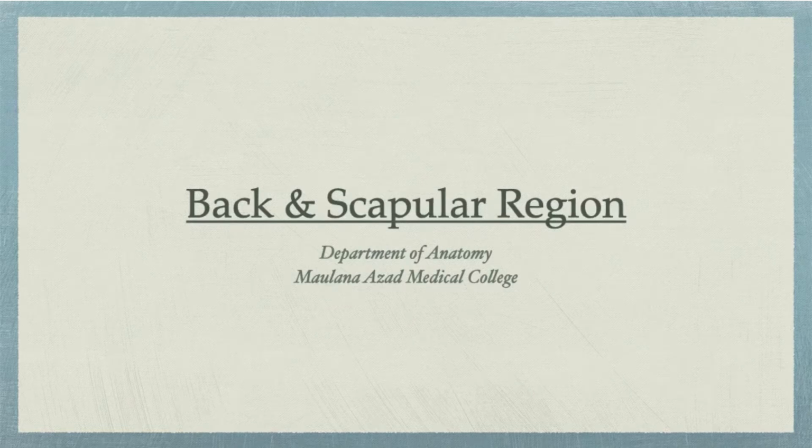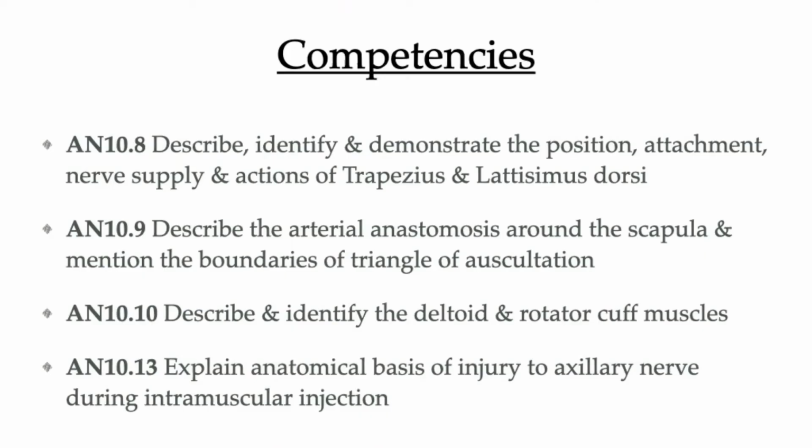Hello students. The topic of today's session is back and scapular region. The competencies which we have to cover are: describe, identify and demonstrate the position, attachment, nerve supply and actions of trapezius and latissimus dorsi. Describe the arterial anastomosis around the scapula and mention the boundaries of triangle of auscultation.